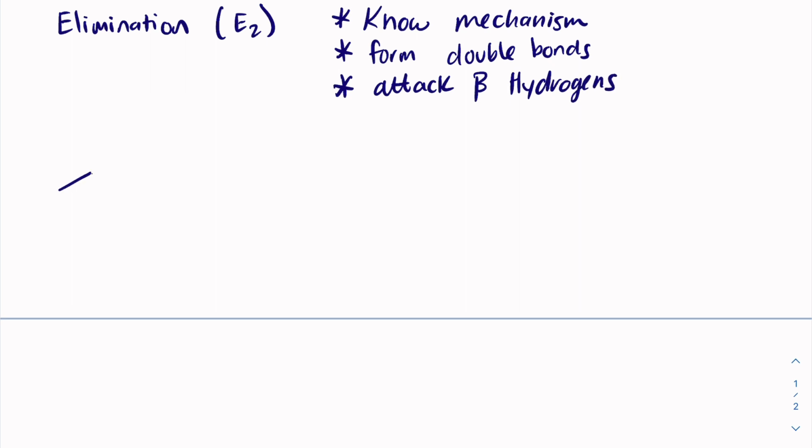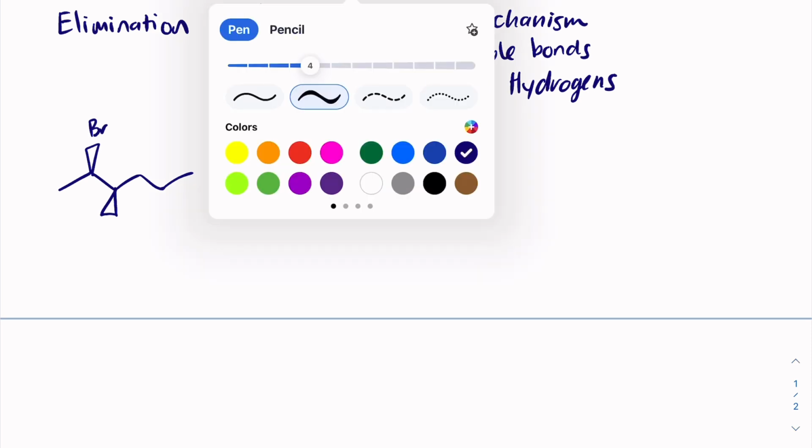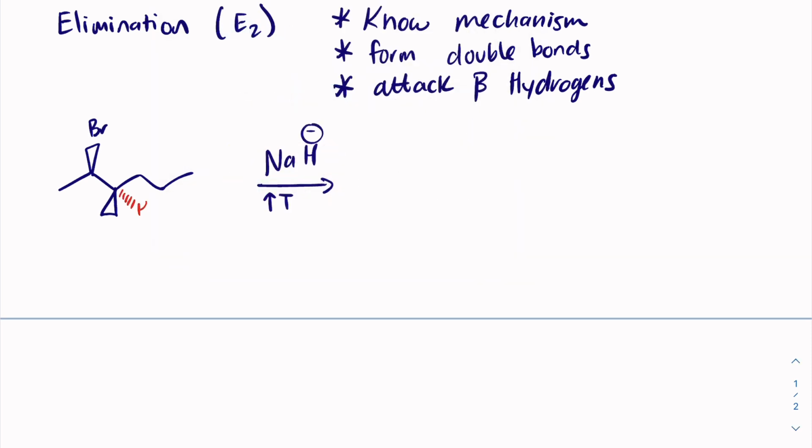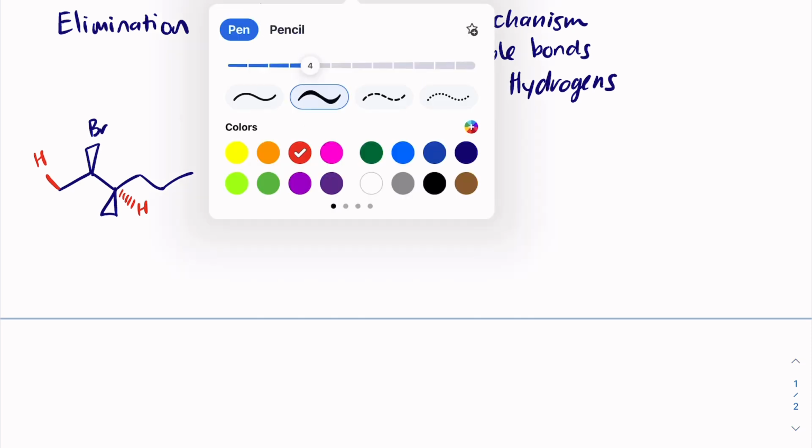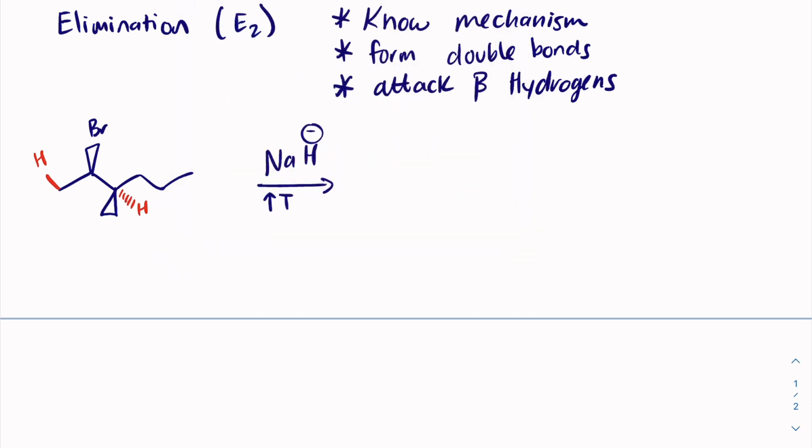So here's an example. Let's say we have bromine, and then we have a wedge there, and I just put sodium hydride. Hydrogen can actually have a negative charge if it's placed next to an alkali metal like sodium. And then you might also see that we're at high temperatures. We have 2 beta hydrogens right here. Here's one that is able to react via E2, and then here's another.